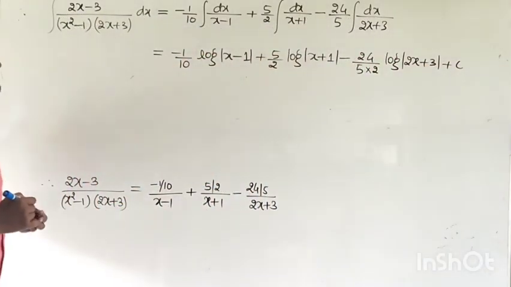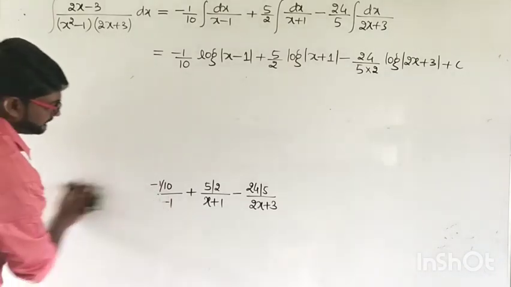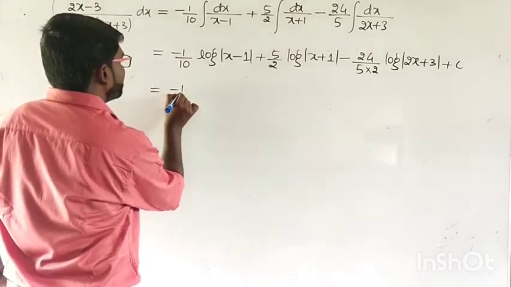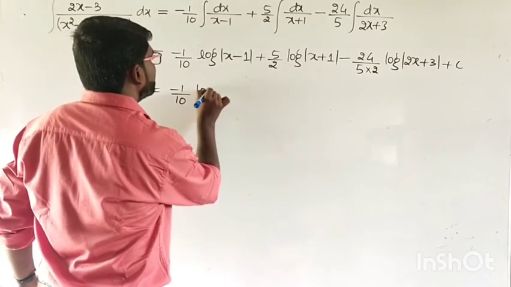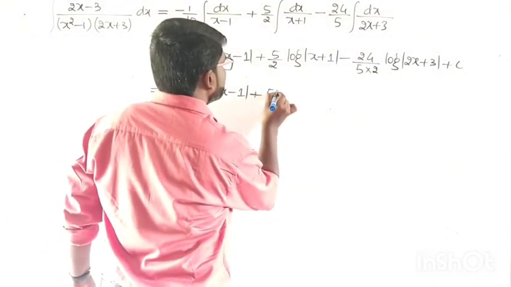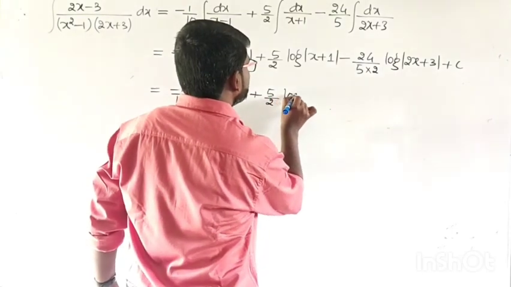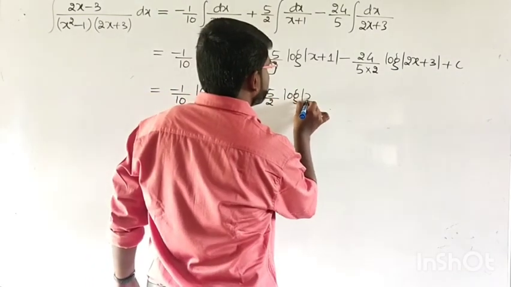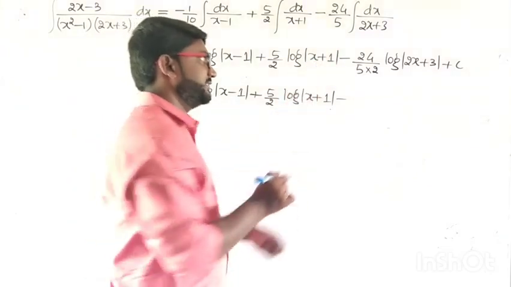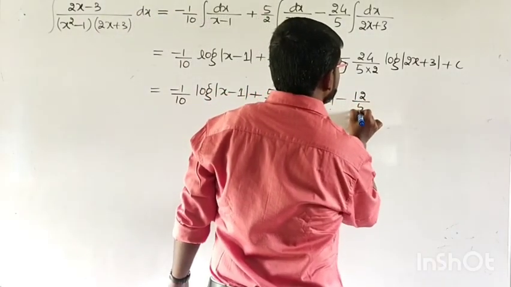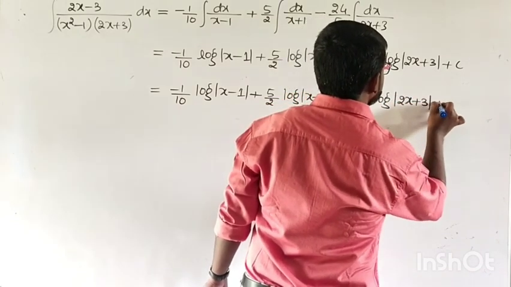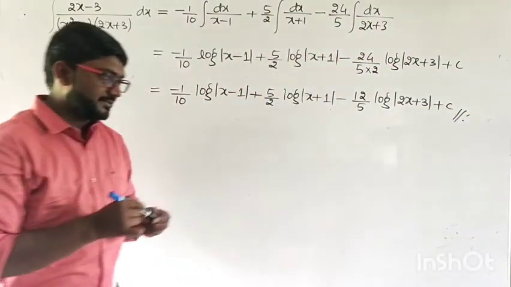So let us simplify this now. If you simplify this, we get the final answer: minus 1 by 10 into log mod x minus 1, then plus 5 by 2 log mod x plus 1, minus, so 2 ones are 2, 12 by 5 log mod 2x plus 3 plus c. So this is the final answer for the 10th problem.